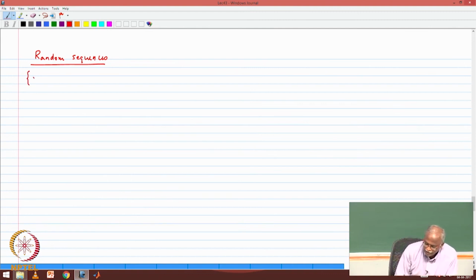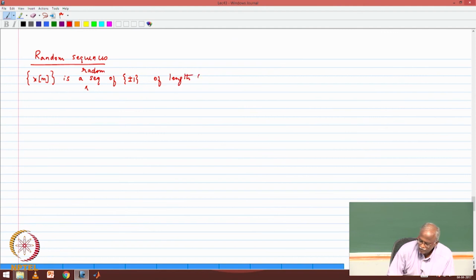A random sequence is defined as a sequence of plus minus ones of length q. Basically you can think of it as a segment of length q of a much larger sequence, if that will help, because random sequences are not necessarily defined for a specific length.